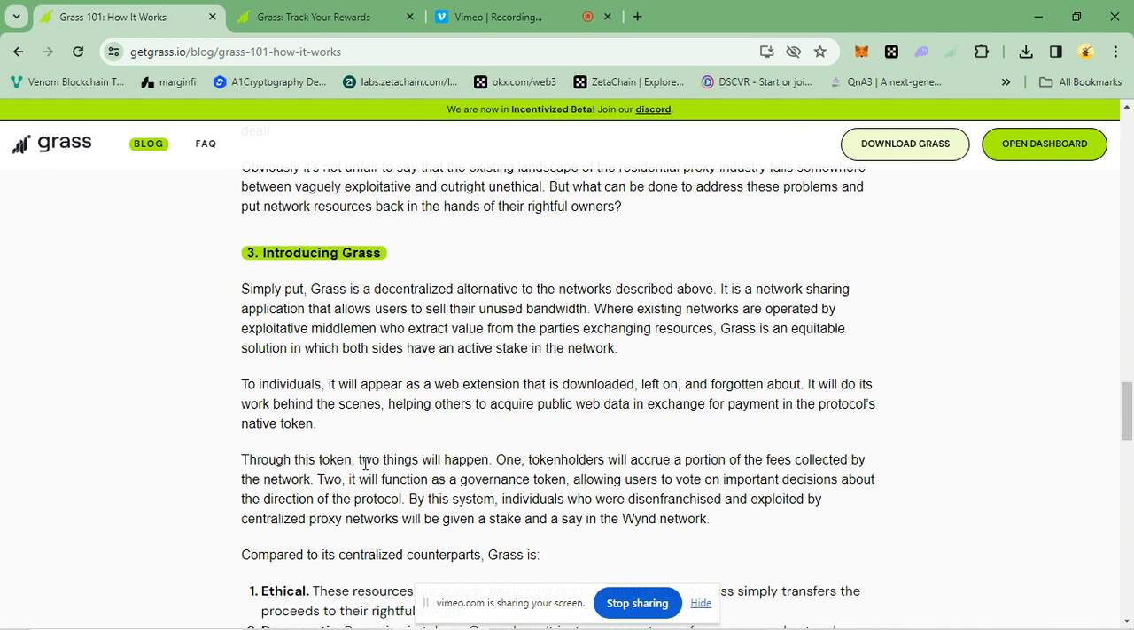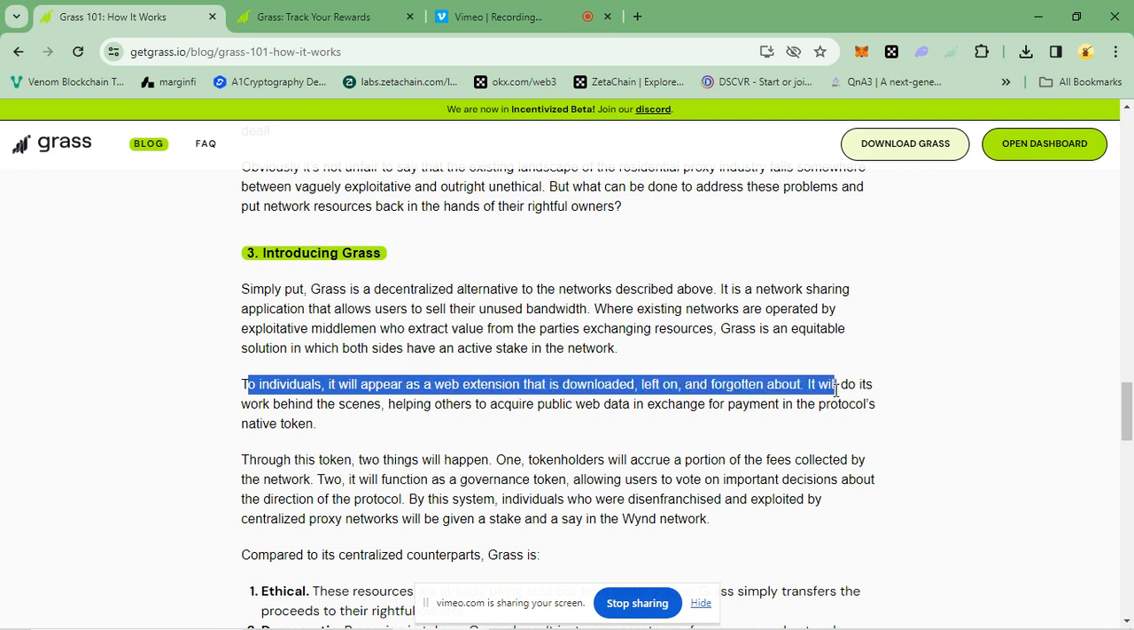To individuals, it will appear as a web extension that is downloaded, left on, and forgotten about. It will do its work behind the scenes, meaning you don't have to always come to open it. Just get connected to the internet, your Wi-Fi, and get browsing. Get busy. And this has a mobile version coming up. But if you have a Web3 browser, you can get it started.